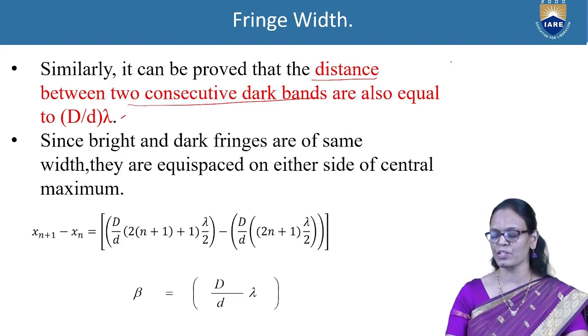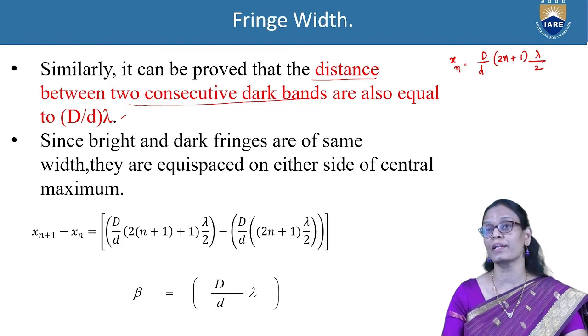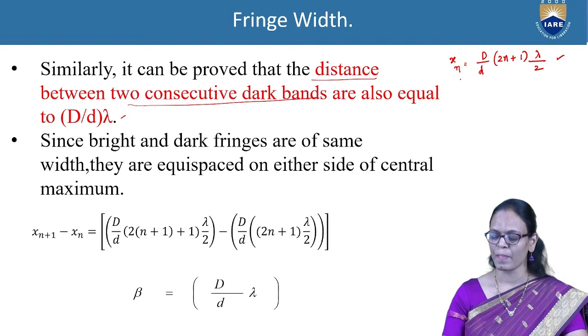So for a dark fringe, what is the condition we have? xn is equal to capital D by small d into (2n plus 1) into lambda by 2. So this is the distance at which a dark fringe is formed. Now if we want to find the fringe width, that is the distance between two dark fringes, I will write the distance for the (n plus 1)th dark fringe.